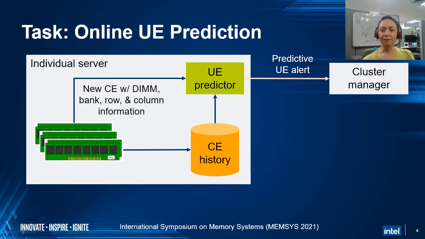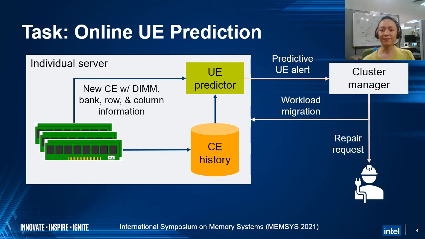If a predictive UE alert is generated, the cluster manager will get informed and migrate the workload immediately. A repair is then requested. One may choose to replace the DIMM either promptly or later in a batch.